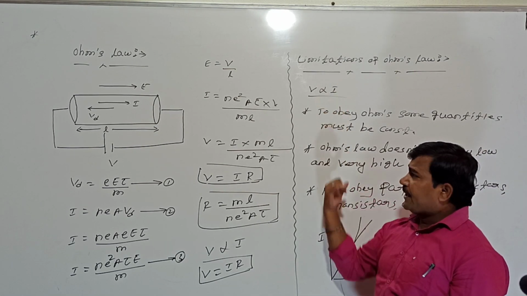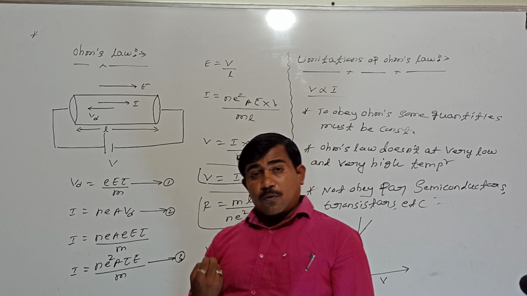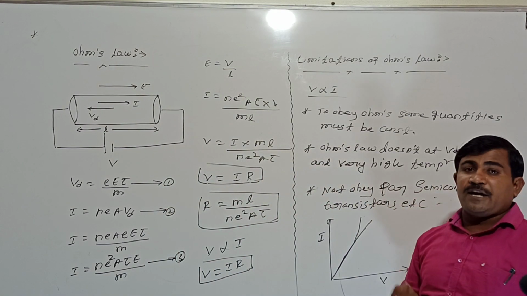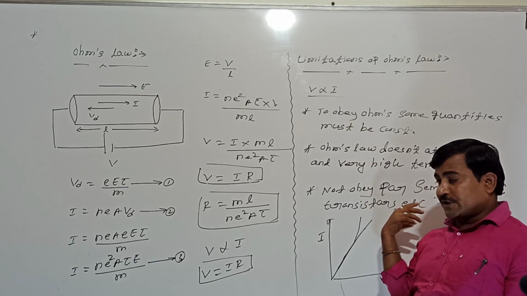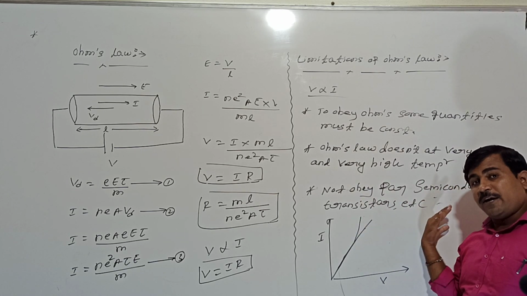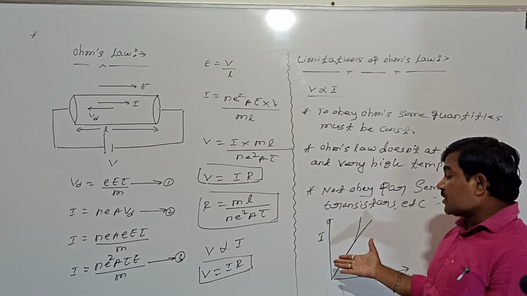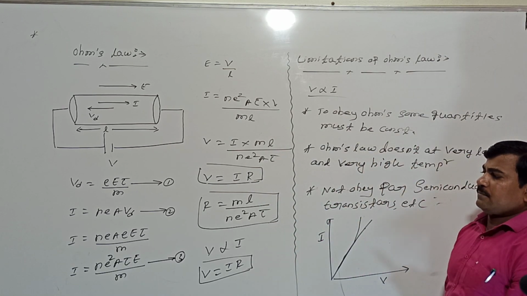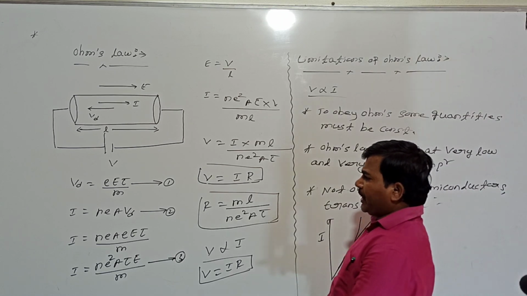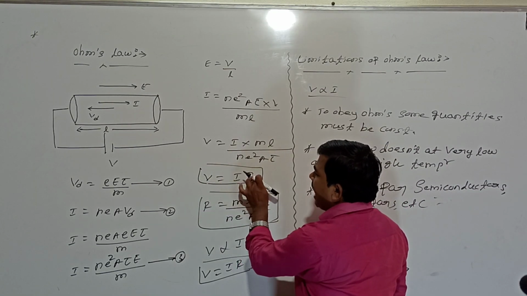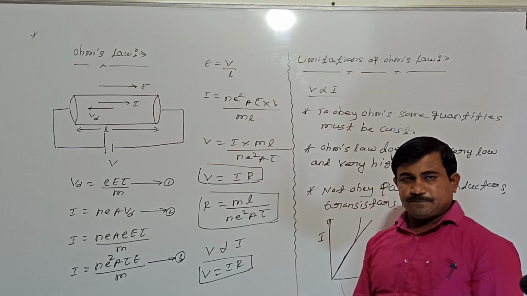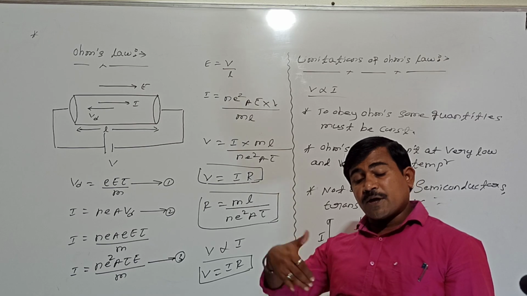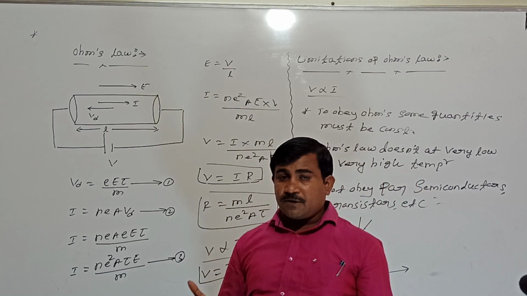So a few limitations are there. To obey Ohm's law, some physical quantities must be constant; the law is not valid at very low and very high temperature; it is not valid for non-ohmic devices; and the nature of the graph changes as a function of temperature. But our main point here is V equals I into R. R we call resistance. What is resistance? On what factors does resistance depend? How does the resistance change as a function of temperature? That we will see next.